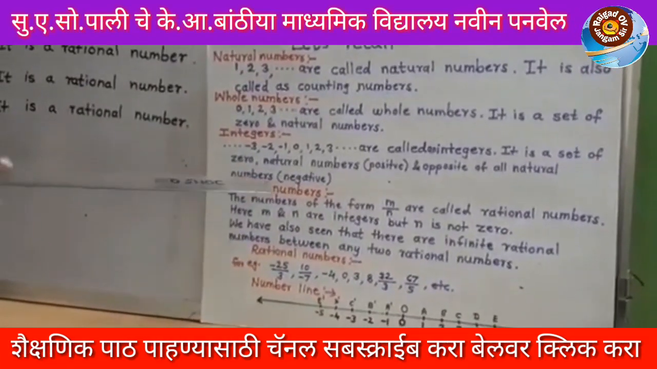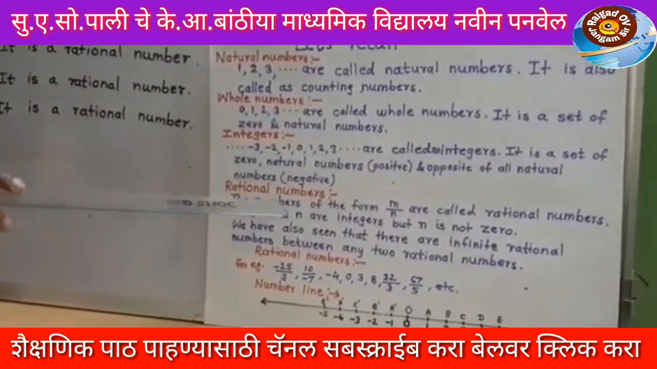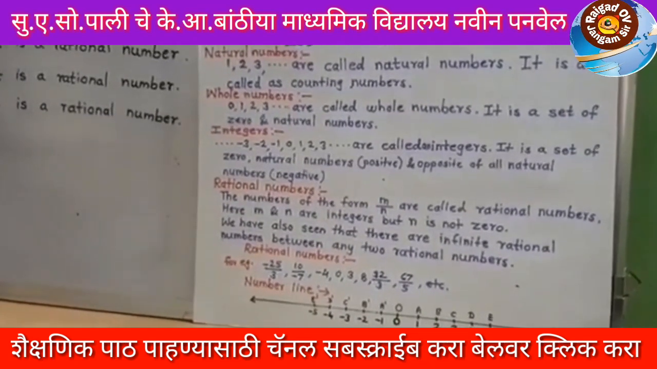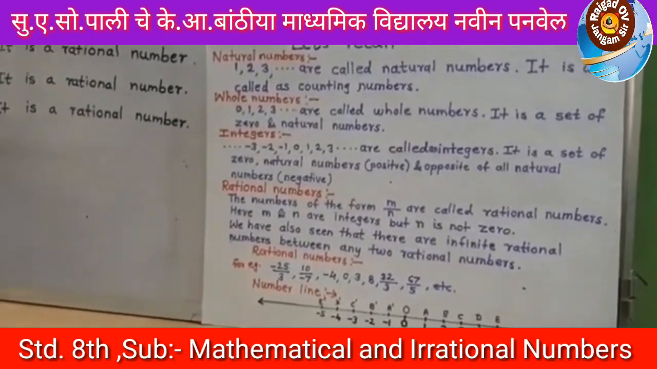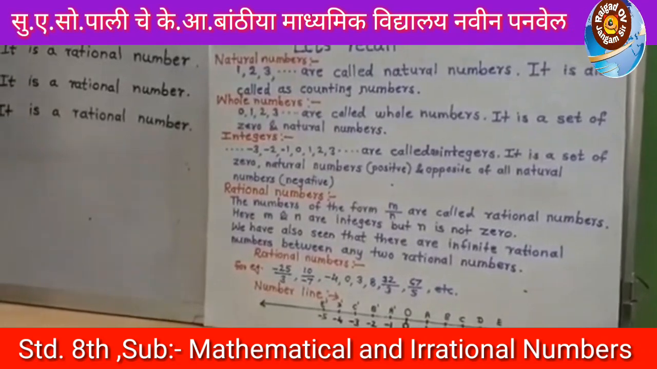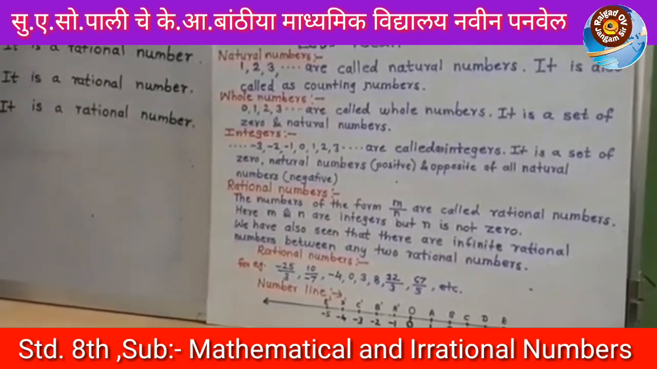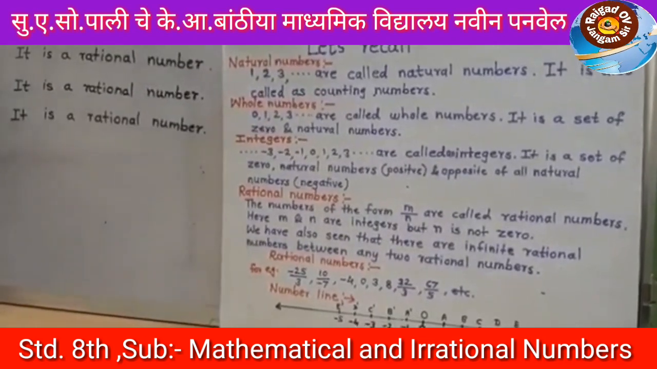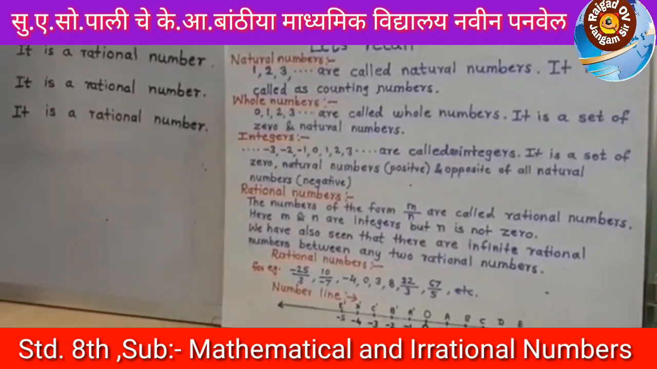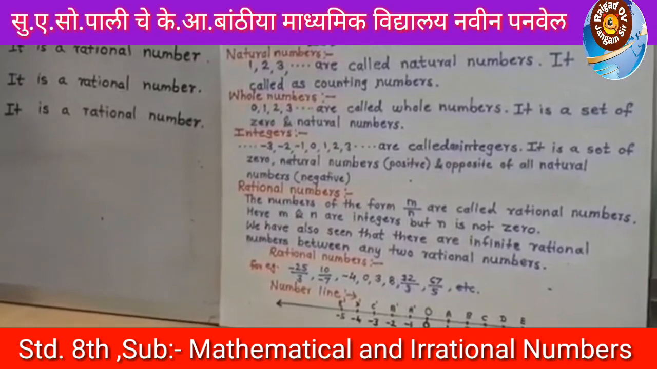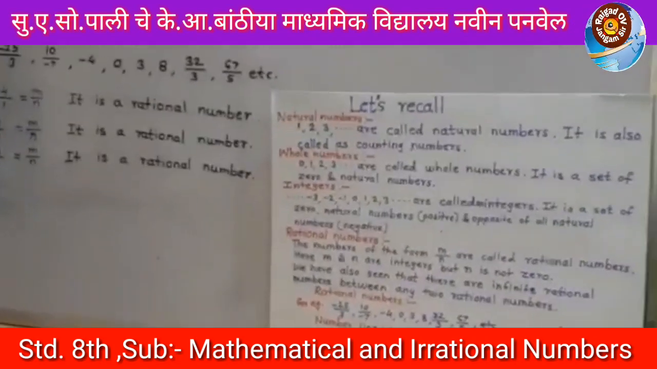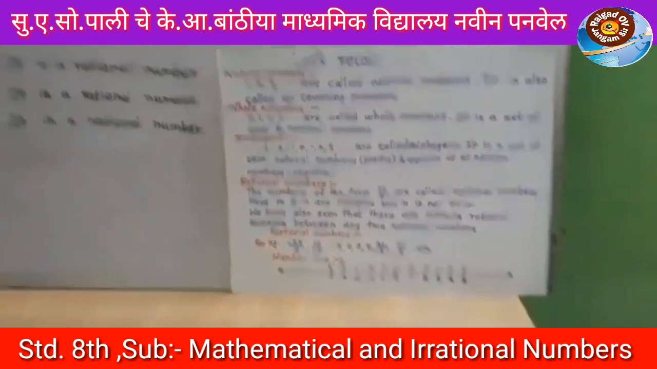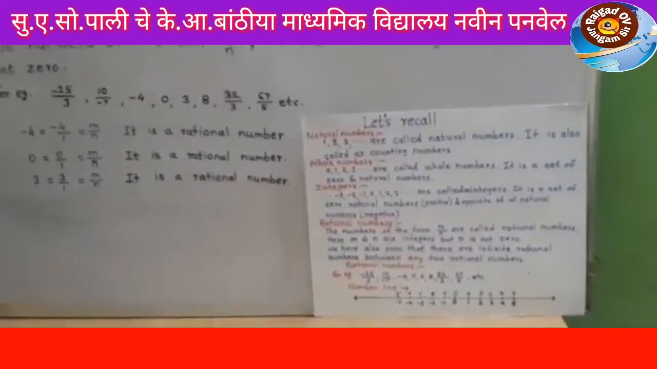Next, rational numbers. The numbers of the form m by n are called rational numbers. Here m and n are integers but n is not 0. We have also seen that there are infinite rational numbers between any two rational numbers.